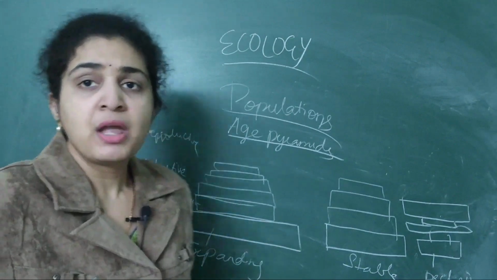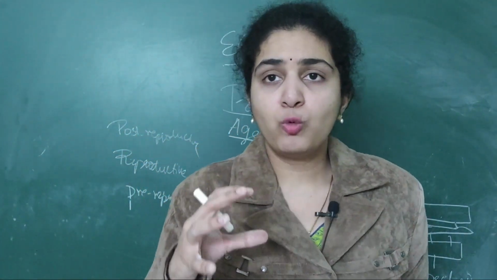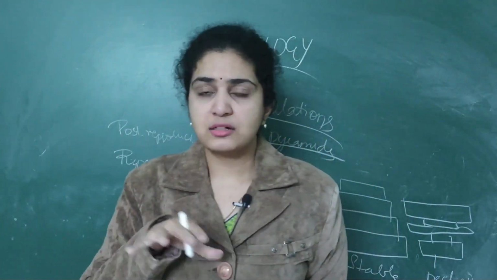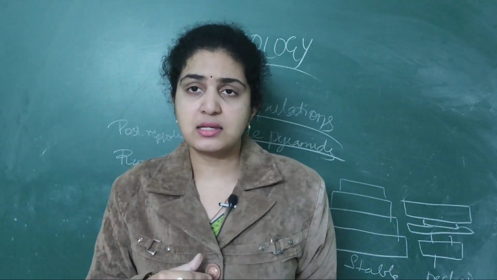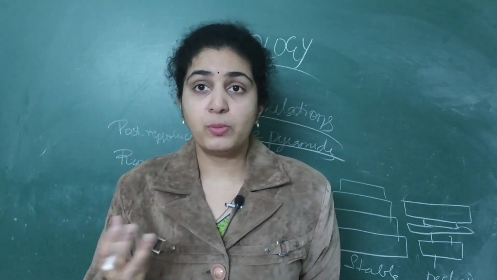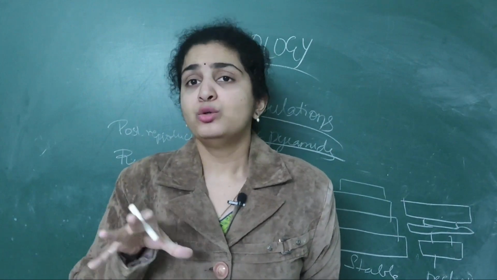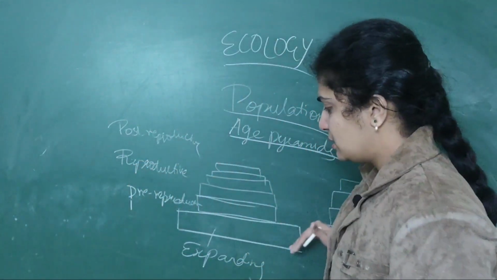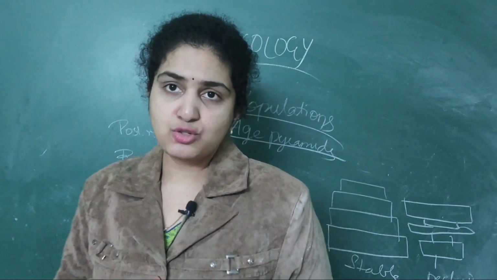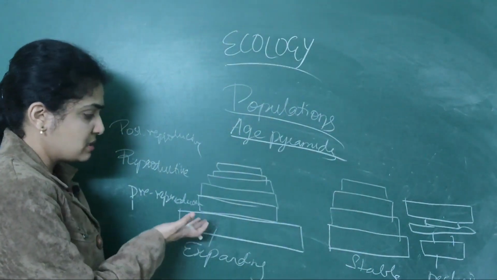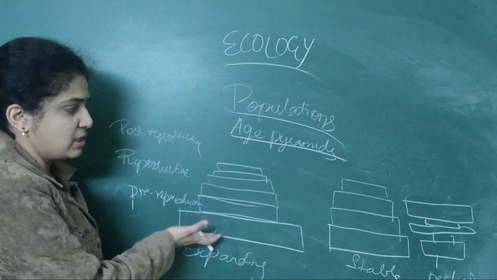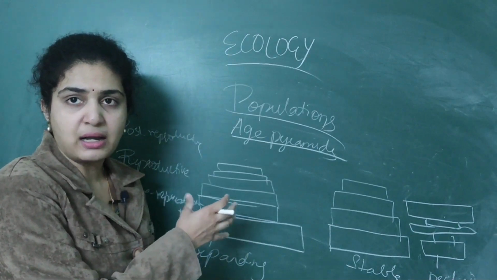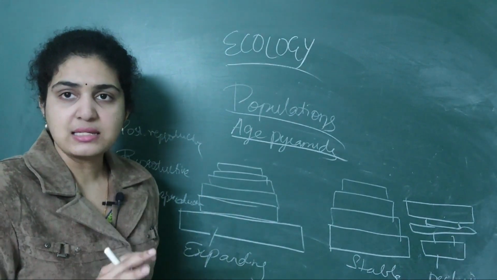Age pyramids means what? How many are pre-reproductive, how many reproductive or how many post-reproductive are surviving in that area, how many senior citizens are surviving, how many children are surviving, how many adults are present in a population, you are representing through age pyramids. So here you are putting these. Expanding population means more population is present in the pre-reproductive and reproductive age groups. So here the graph is trying to expand. Senior citizens are very few.